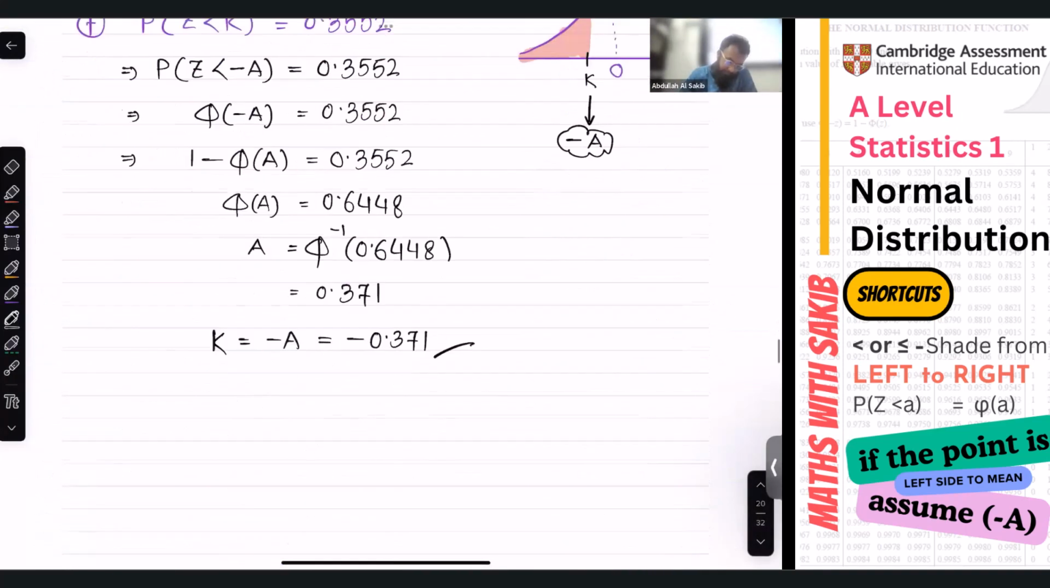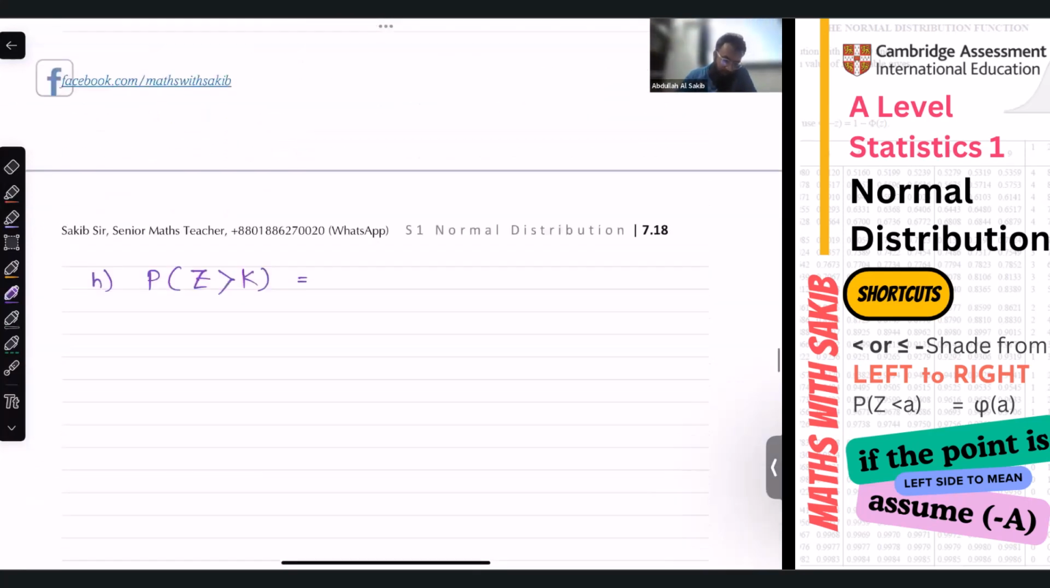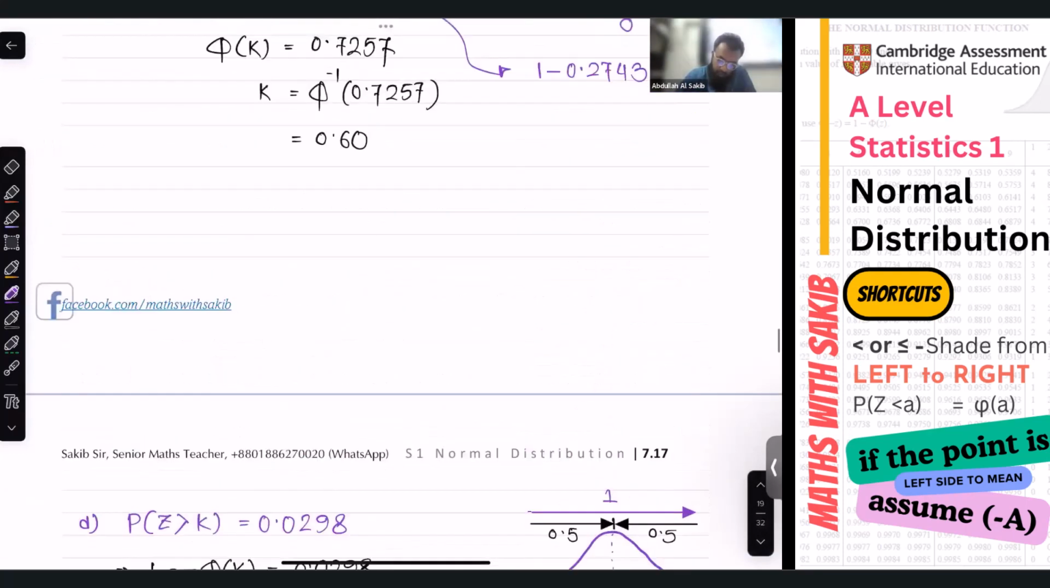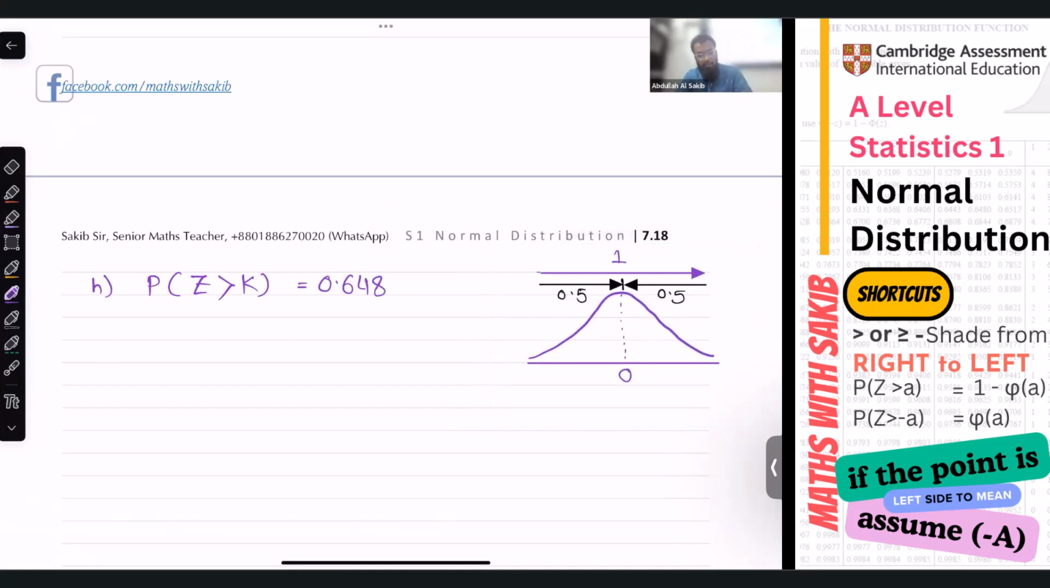Now it's your turn. Probability of Z is more than K, and the probability is 0.648. So more than means right to left. So this is 64.8%. So will it be on the left quadrant or right quadrant? Left quadrant. So we have to start shading from right to left. So it will be on the left quadrant because this is 64.8%. So this is our K.